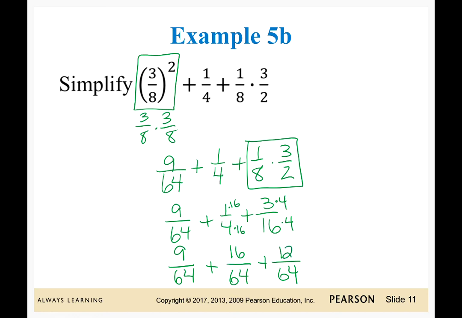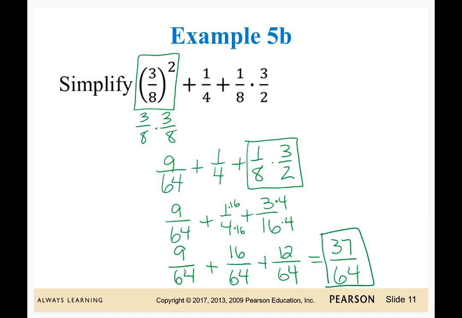Okay, so there are all of our equivalent fractions with a common denominator. And then we are going to keep our denominator, and we're now going to add together all of our numerators. So 9 plus 16 plus 12. Helps if I learn how to use my calculator. All right, is 37. And 37 is a prime number. It does not go into 64, so that would be my final answer, 37/64.